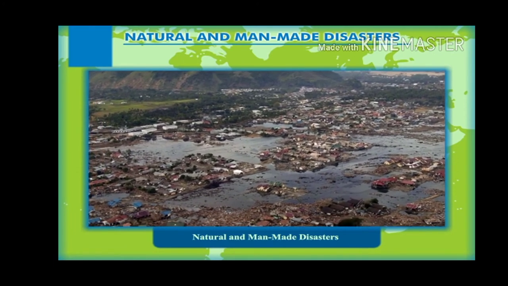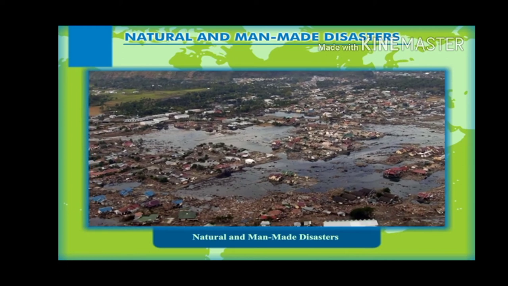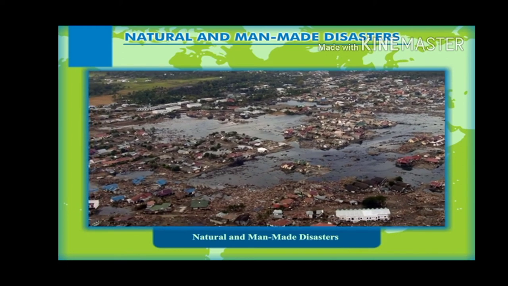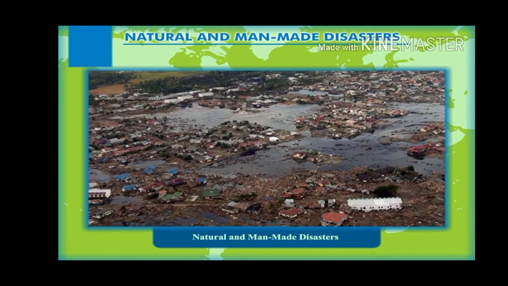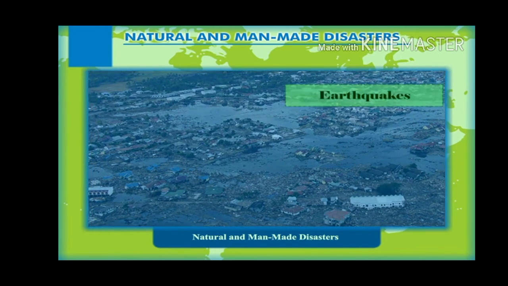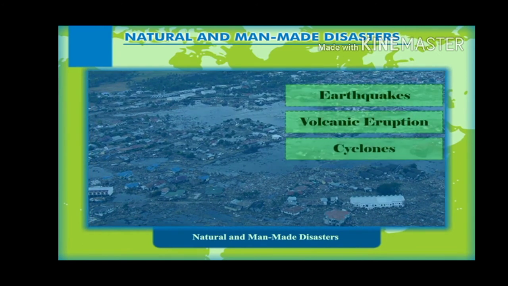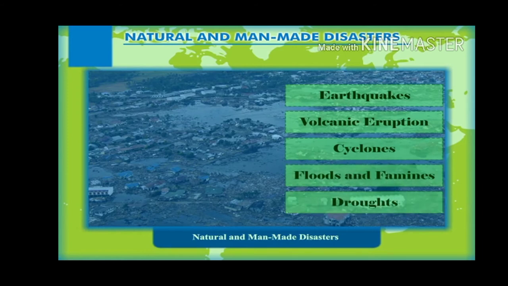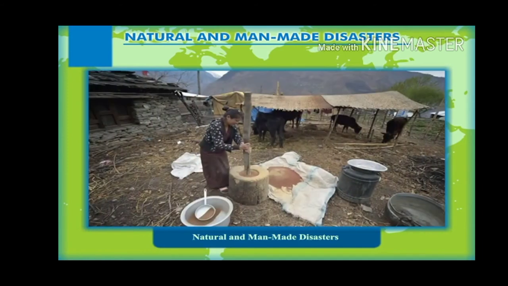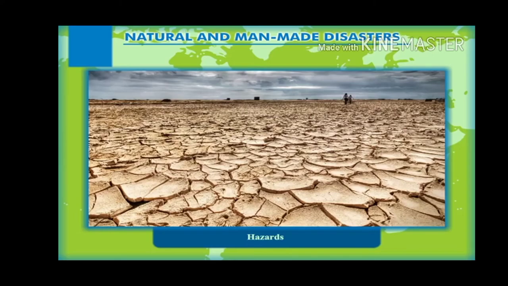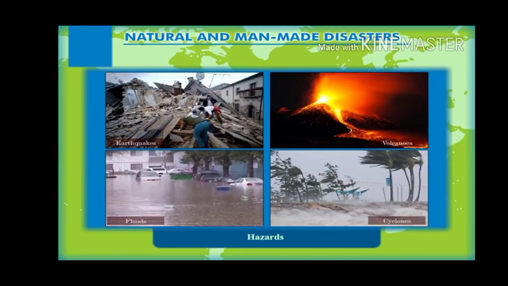Natural and man-made disasters. Now, the fury of nature has always pushed back man's progress since time immemorial. Natural disasters include earthquakes, volcanic eruptions, cyclones, floods, famines, and droughts. Humans have learned to live with nature and the onslaught of natural disasters, using technology to control it.